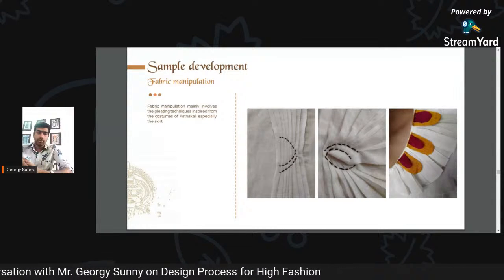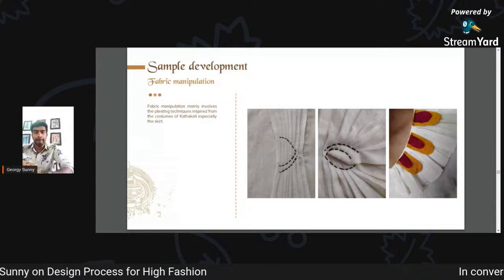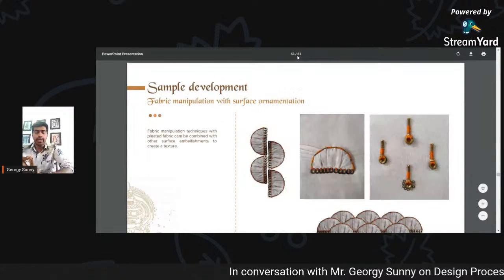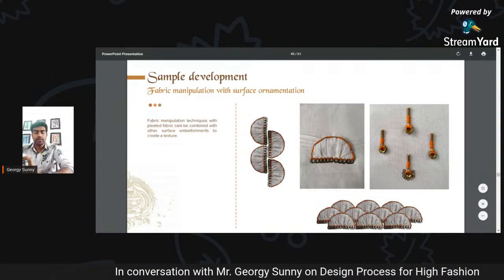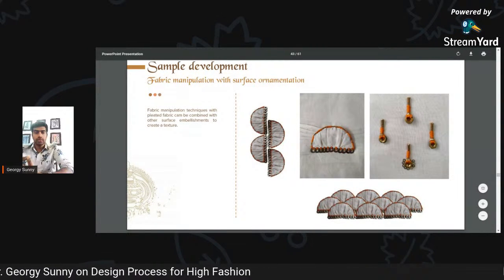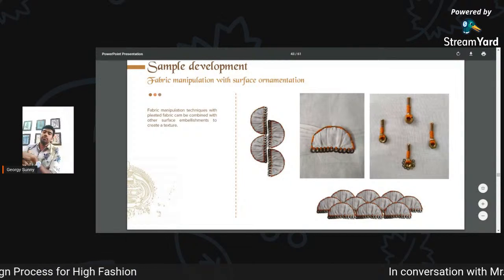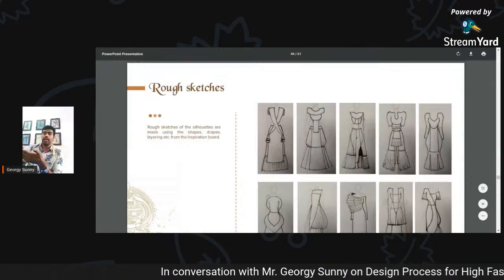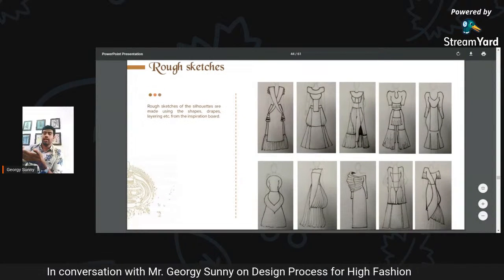Next slide please. Next slide. Okay, this is the same texture, she has tried layering and seeing what possibilities are there. Next. Next.